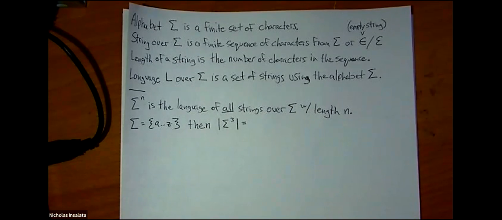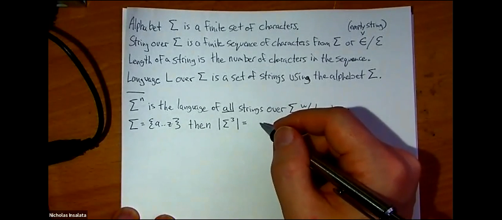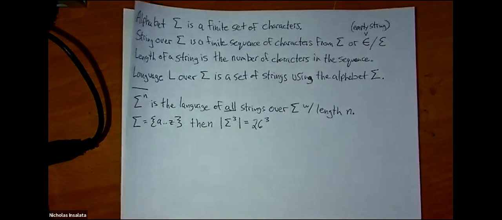The language of all strings of length 3 built of 26 letters. Good, right? 26 cubed, which is P(26,3). Yep, exactly. The number of permutations of 26 letters, pick 3 of them, would be 26 cubed, right? So you'd have AAA, AAB, AAC, all the way up to ZZZ, right? Question so far? Is everyone good there?